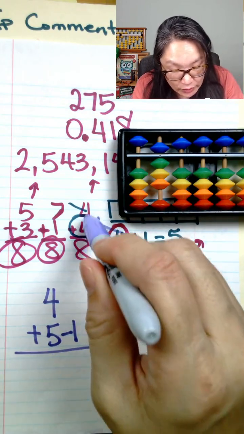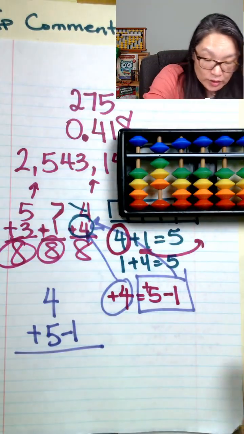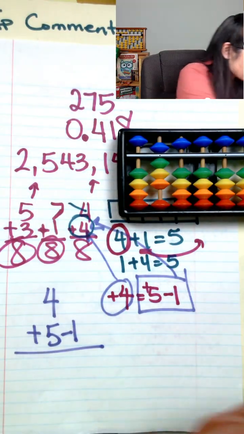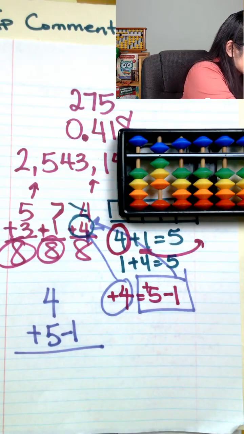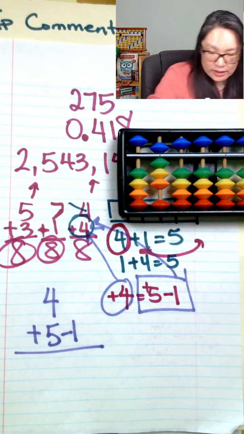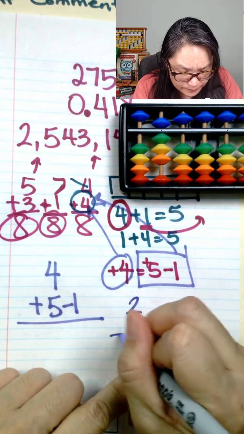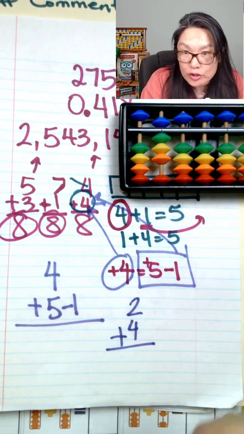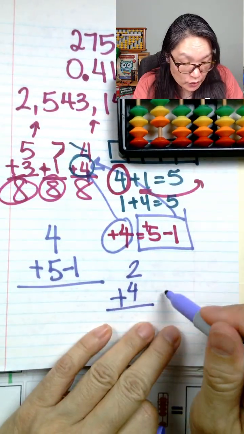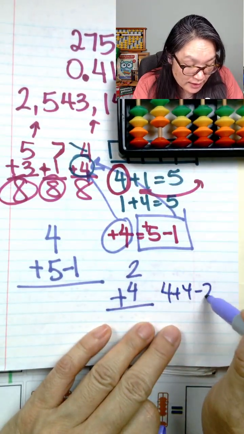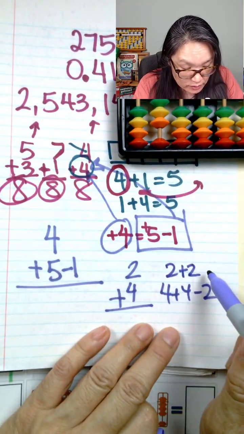But notice we don't need to memorize the 4 plus 4, because that's a loaded question. What does that mean? Well, let's do a 2 plus 4. If we do a 2 plus 4, what are we going to do? Well, we know our doubles, right? So we're going to do 4 plus 4 and then take away the 2. Or you do 2 plus 2 plus 2.